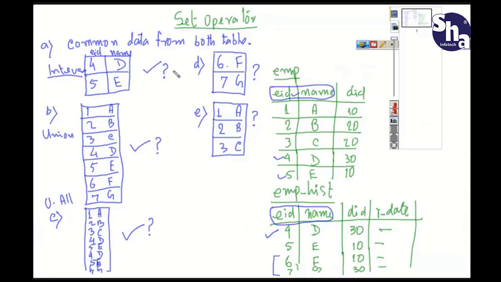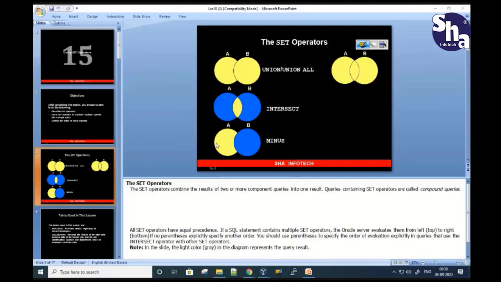Minus. Okay, so it depends on which table we are doing it with. Means first you're doing EMP minus EMP history or EMP history minus EMP, the same thing. If you see, either A minus B or B minus A, whichever. We can create one basic table or whatever table we have, but the basic understanding is this only.